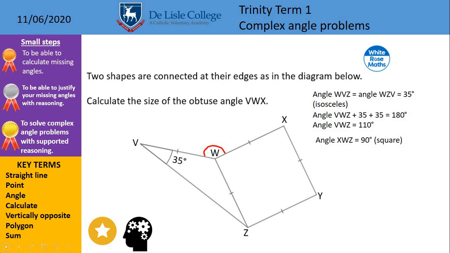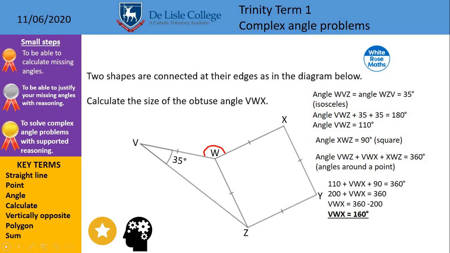WXYZ, the quadrilateral there, looks like that would be a square because we've got four equal sided lengths that are annotated by those lines. Therefore, each one must be a right angle, so it's 90 degrees. Okay, so XWZ is 90 degrees. And then what do we know about all those angles together? It's angles around a point, which is 360 degrees. So to do VWX, we would do 360 minus 90 for XWZ, and then minus the 110 for VWZ. We are left with 160 degrees, and that then, of course, is an obtuse angle. It's greater than 90 and less than 180 degrees.